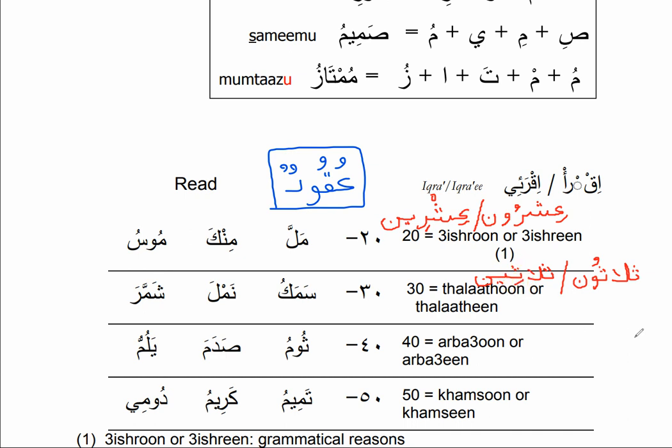Arba'un. So now you will see Arba'un, أربعون or أربعين, with a ya, أربعين.